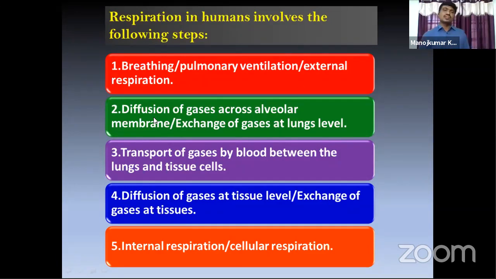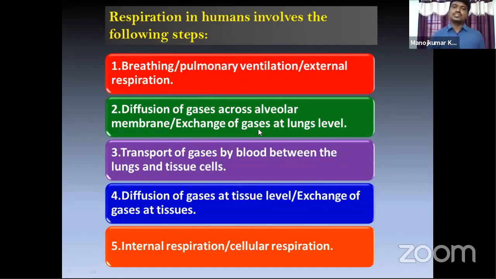And the second one is diffusion of gases. This diffusion process occurs across the alveolar membrane, that is, inside the lungs we see alveoli. So there is an alveolar membrane, the respiratory membrane. Across this alveolar membrane, the diffusion of gases takes place. Here the gases are carbon dioxide and oxygen. So the mutual exchange, or diffusion, of gases takes place. We also call it exchange of gases.